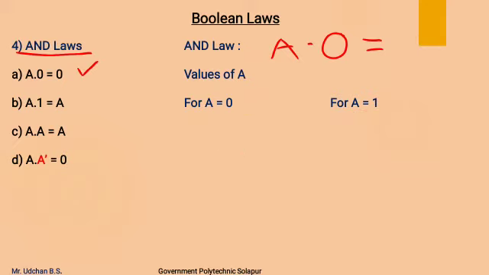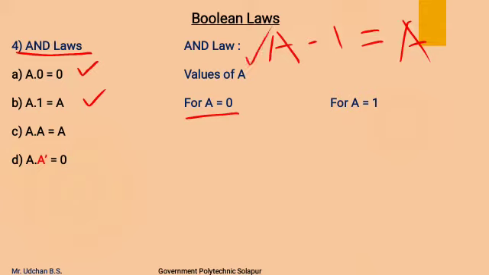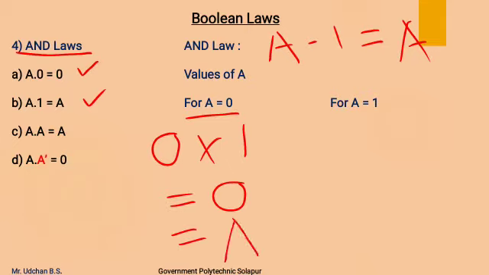Next AND law is a into 1 will give you a. We will see that also. A into 1 is equal to a. Again we will consider two values for a. First we will consider a as 0. We put the value of a in this equation. So it will give you 0 into 1 is equal to 0, that is the value of a.